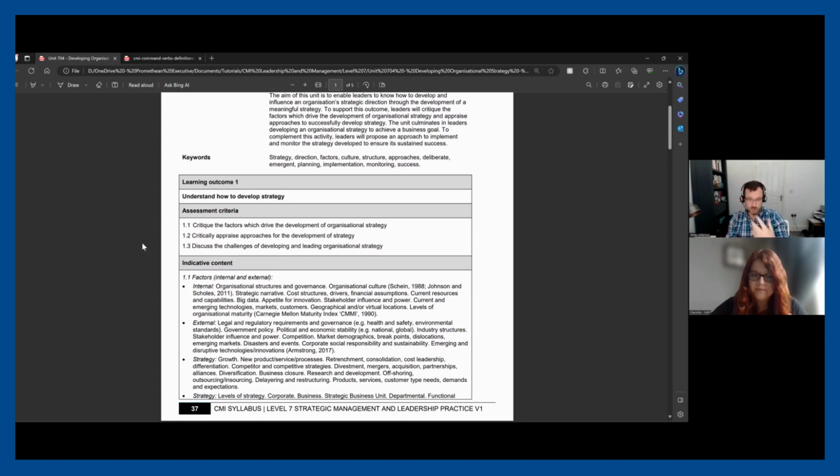For example, cost structures, appetite for innovation. It could be leadership capability, appetite or style. And then externally, it could be all the PESTLE factors: political, economic, sociological, technological, that might exist around you. So the key thing is to critique the factors, and that means once you identify some internal and external factors, you try to figure out to what extent those factors drive the development of the strategy.